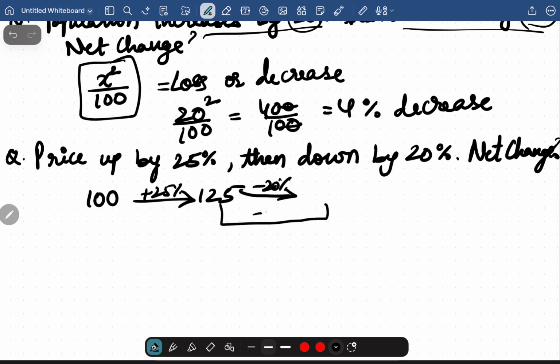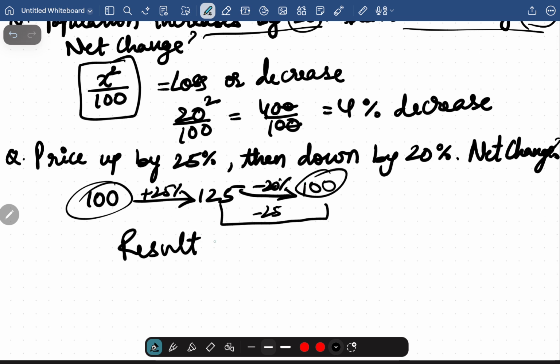It means 100. See the initial and the final price. So now the result, it's a 0% change because the values are same.